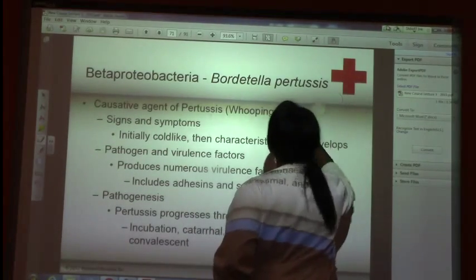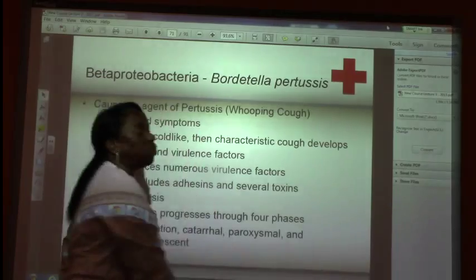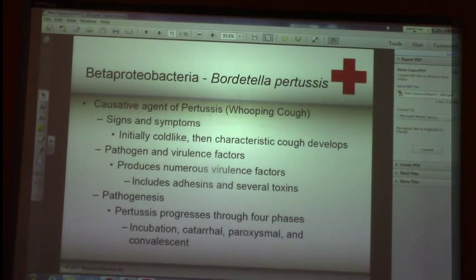Okay, next is Bordetella pertussis. We commonly just simply refer to this as pertussis. This leads to whooping cough. Initially, infected individuals will have cold-like symptoms, and then they will develop the characteristic cough, the whooping sound.